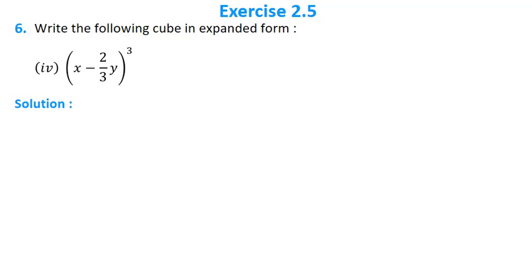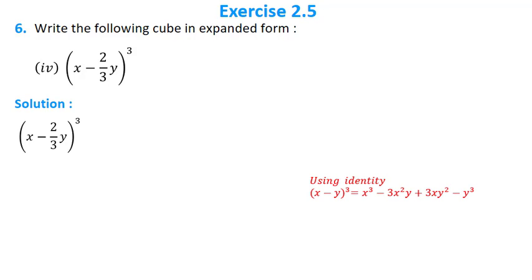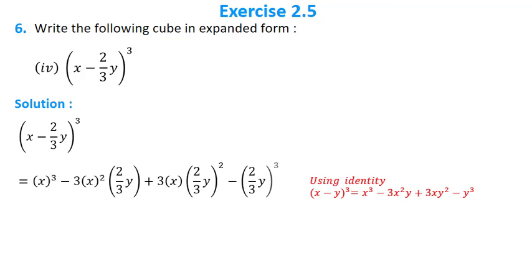Fourth problem is (x minus 2 by 3y) the whole cube. Now here you pause the video and try to solve yourself. We are going to use the identity (x minus y) the whole cube as x cube minus 3x square y plus 3xy square minus y cube. So here I get x cube minus 3 into x square into 2 by 3y plus 3 into x into (2 by 3y) the whole square minus (2 by 3y) the whole cube. So on simplification I get x cube minus 2x square y plus 4 by 3 xy square minus 8 divided by 27 y cube.